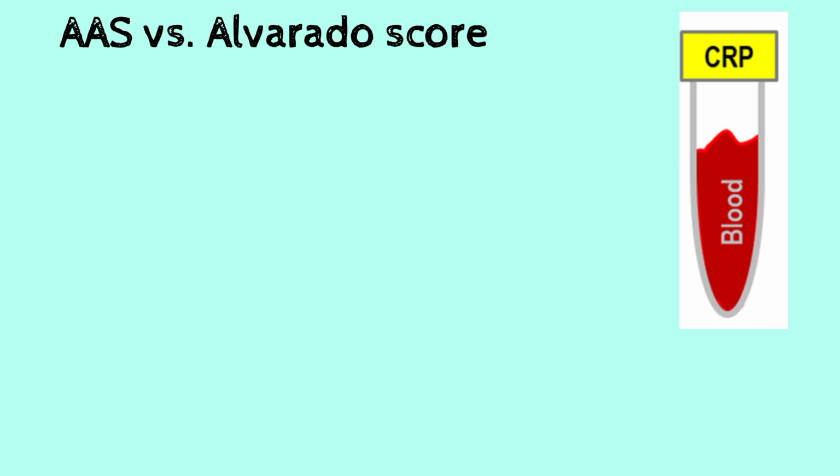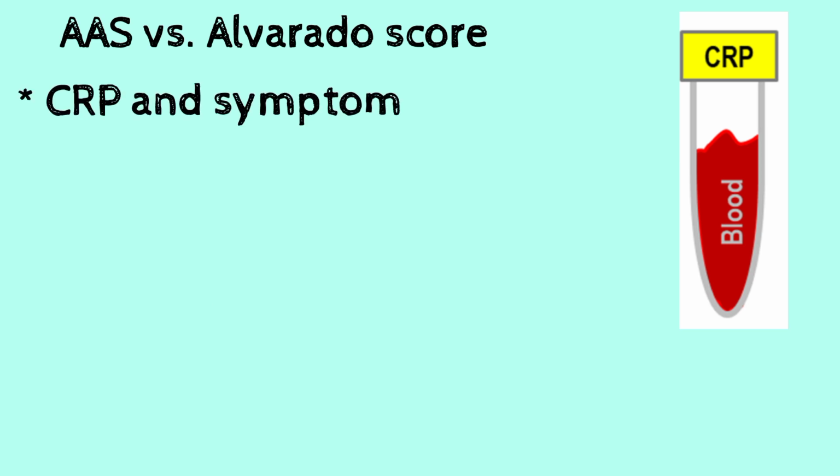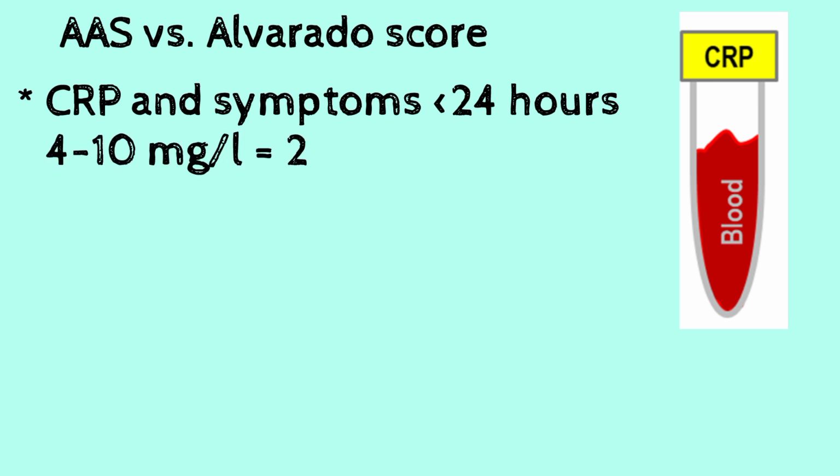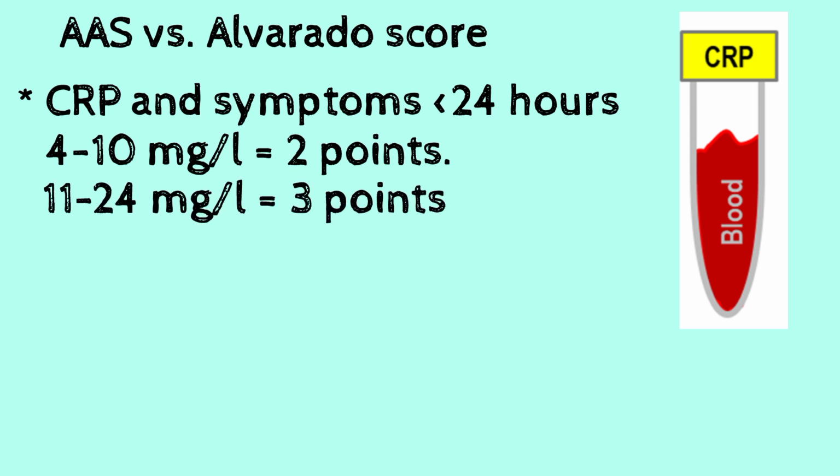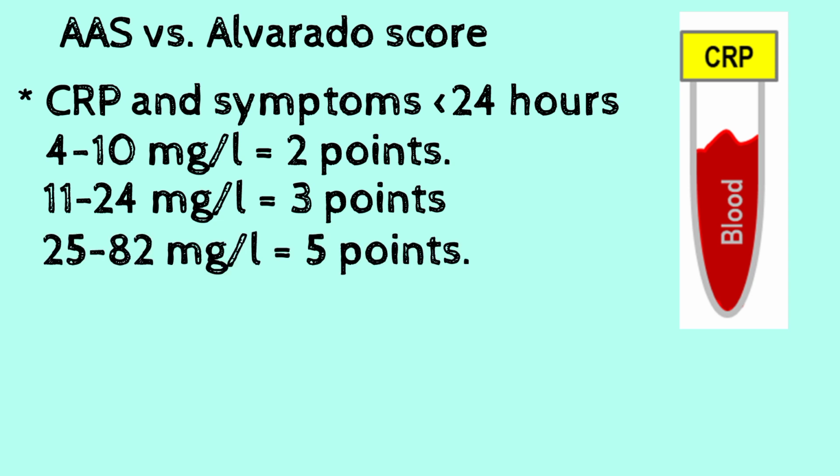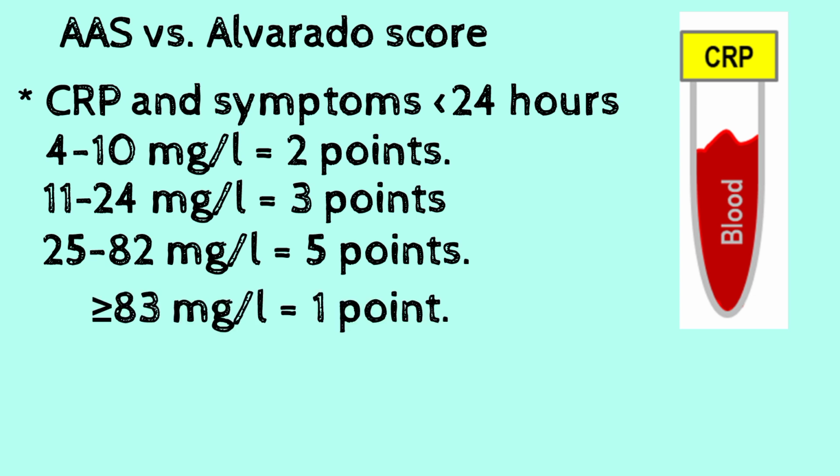In the Adult Appendicitis Score, the C-reactive protein scoring depends on whether it was measured within 24 hours after onset of symptoms or after 24 hours. If the CRP was measured within 24 hours after the onset of symptoms, then a value of 4 to 10 scores 2 points, a value of 11 to 24 scores 3 points, a value of 25 to 82 scores 5 points, and a value of 83 and greater scores 1 point.